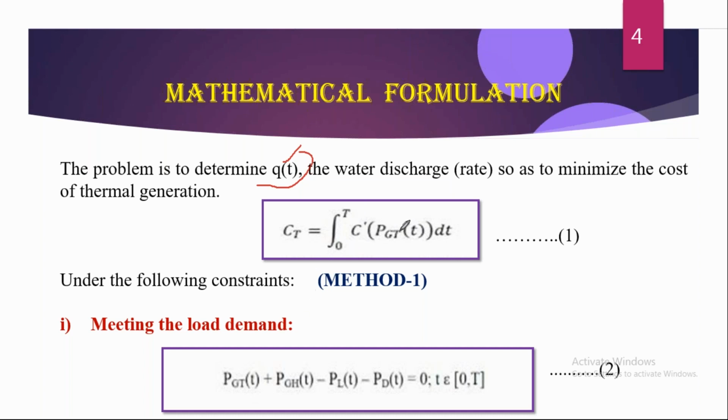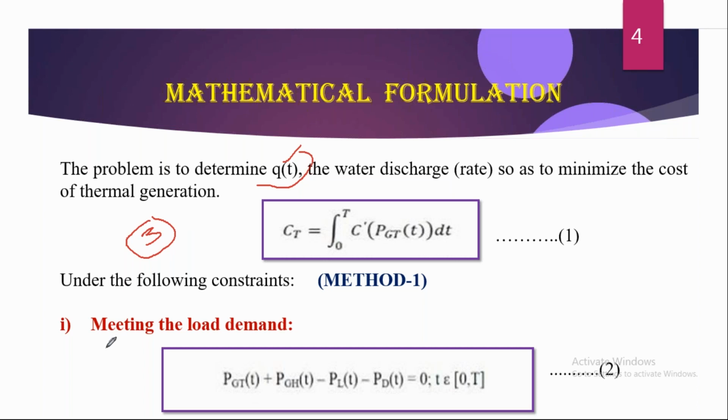And C of P_GT into dT. So here we are going to find every plant's generation, that is, the hydro power plant plus the thermal power plant. Then only can we get clarity on the total cost with respect to the two generating stations. Now in this we have to formulate three equations. When the three equations are satisfied, then our scheduling is done in a perfect manner.